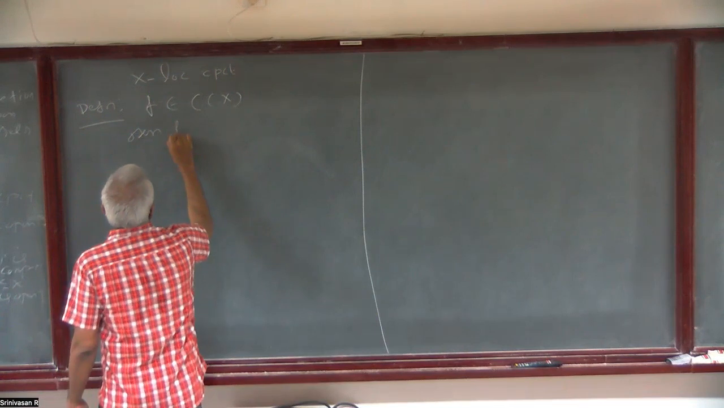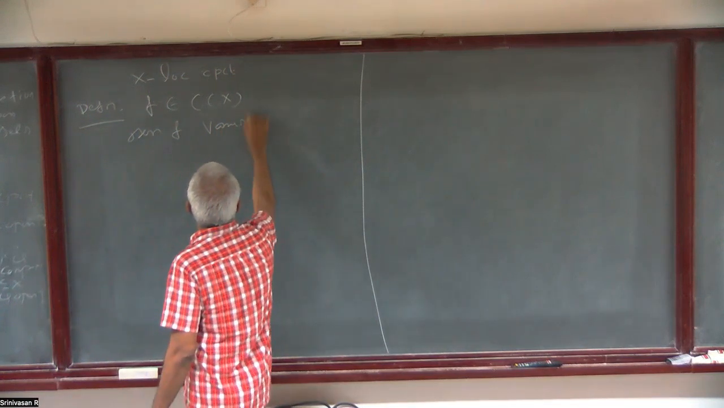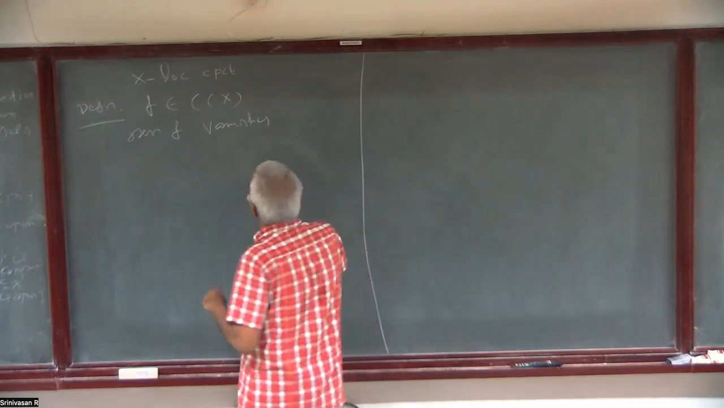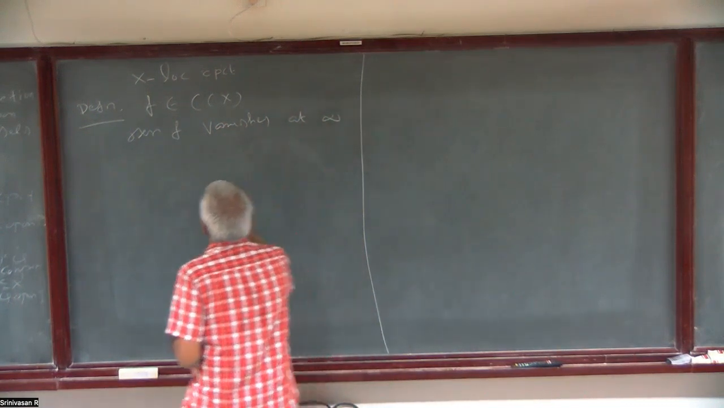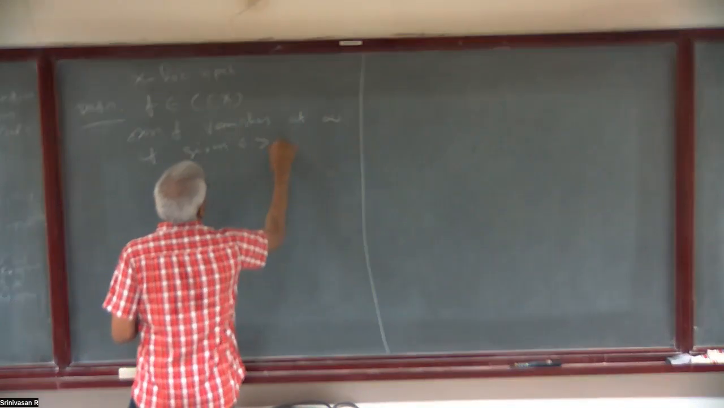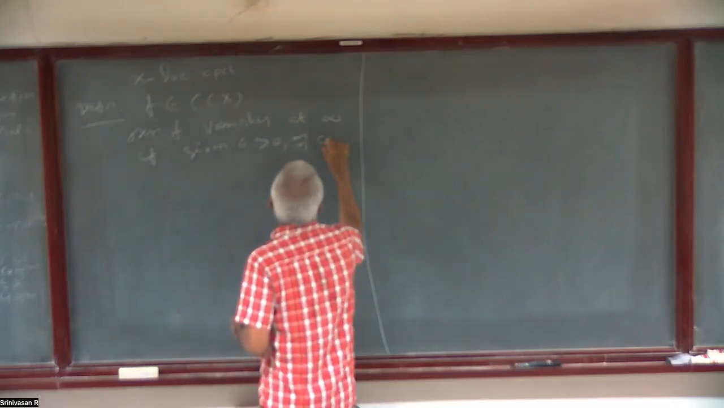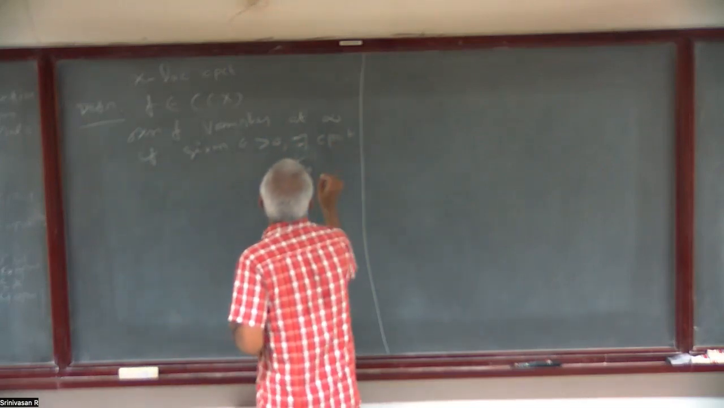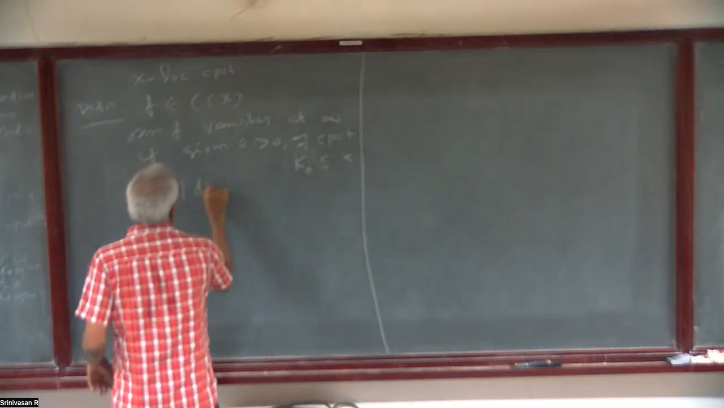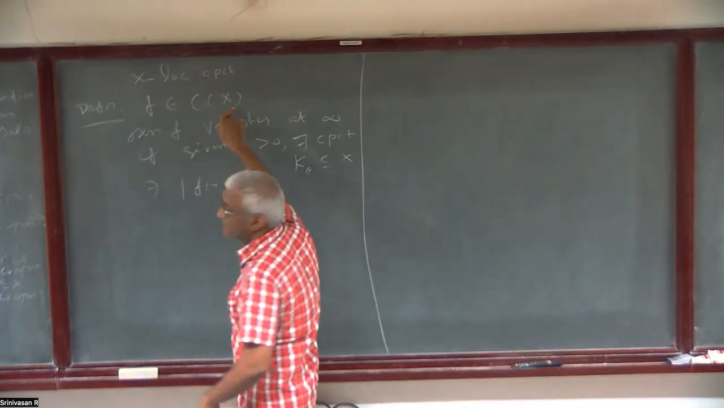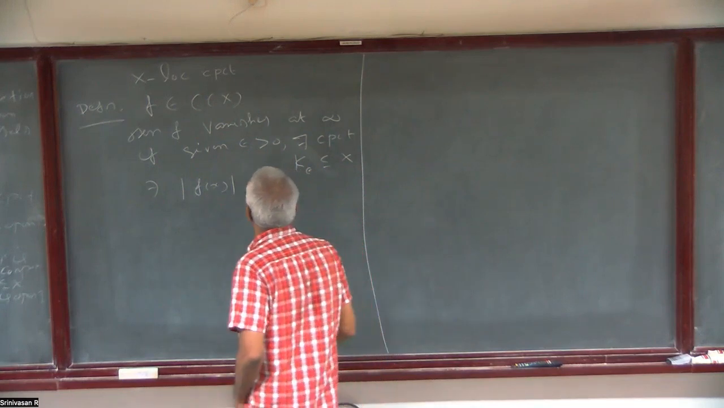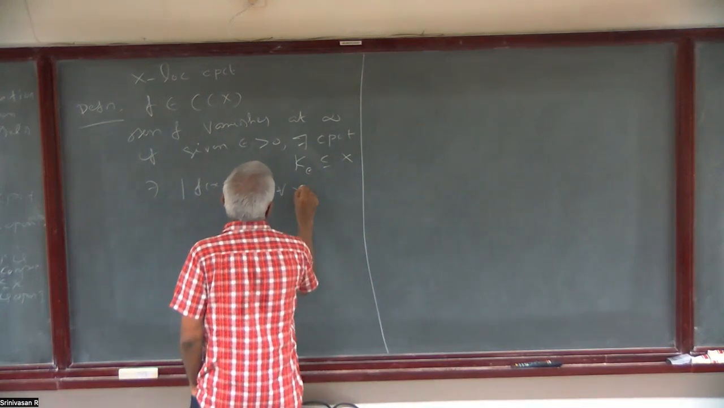Then we say f vanishes at infinity. This is just a definition. There may not be any infinity in X. Vanishes at infinity: if, given epsilon greater than 0, there exists a compact K, which depends on epsilon, contained in X, such that mod f of x is less than epsilon for all x outside K. Here f is a real valued or complex valued function. Whenever I say it like this, it's real valued or complex valued.